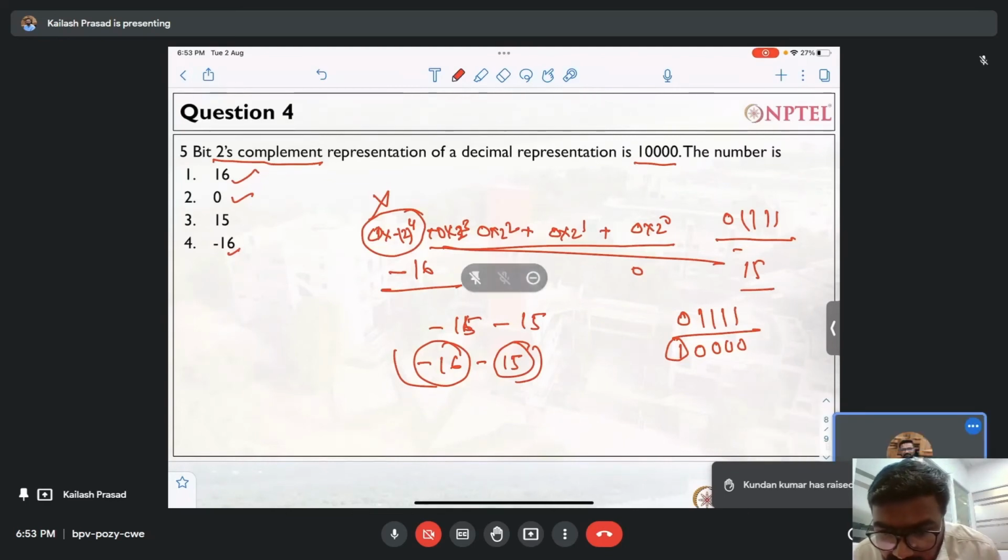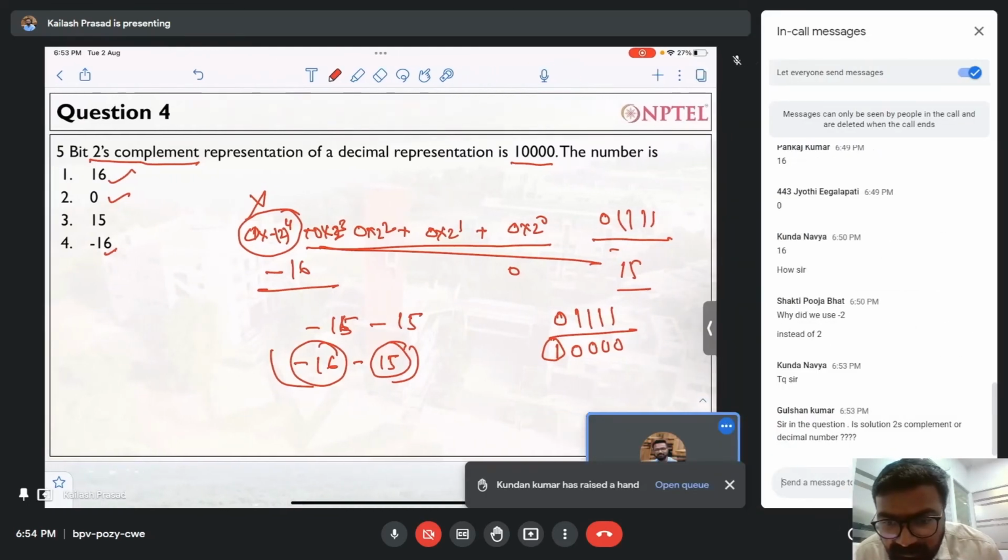Sir, 1 minute. Okay, 1 minute, let me see the question. Sir, in the question, is the solution in 2s complement or a decimal number? See, the question is a 2s complement number, so the 1000 is represented in 2s complement. The answer I expect in a decimal number. So that's what I'm saying here, Gulshan.